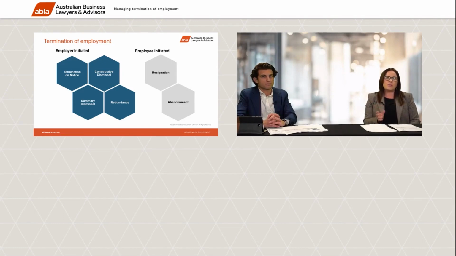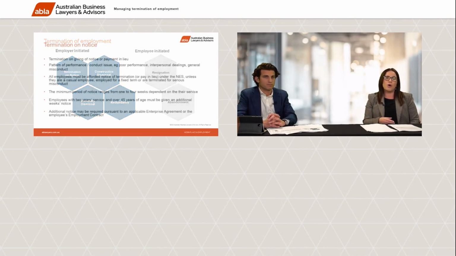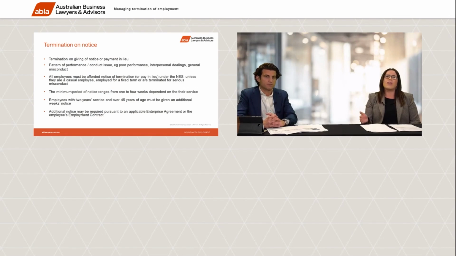Now, the minimum period of employment obviously does range depending upon the employee's service. It goes from 1 to 4 weeks depending upon their service. However, if someone has been employed for 2 years and is over the age of 45 years old, they must be given an additional week's notice. So under the NES, you're looking at a max of 5 weeks' notice.